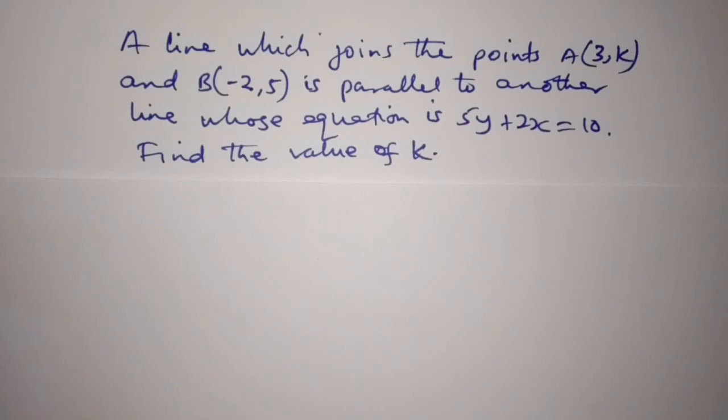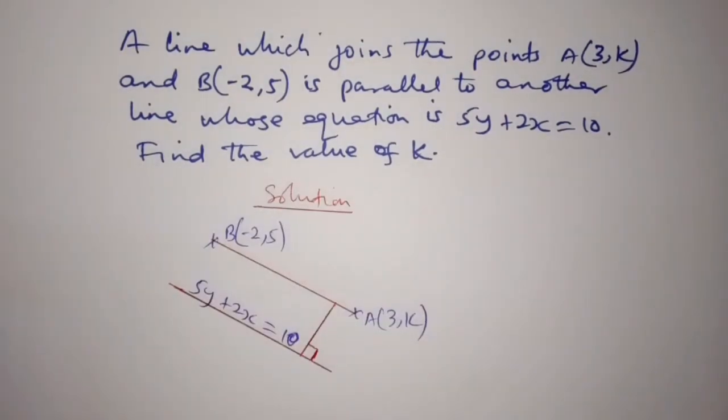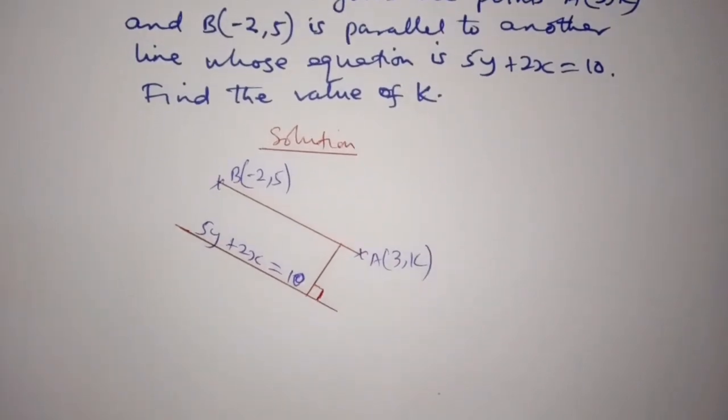A line which joins the points A, 3k, and B, -2, 5, is parallel to another line whose equation is 5y plus 2x is equal to 10. Find the value of k. So we can draw a sketch like this one here.